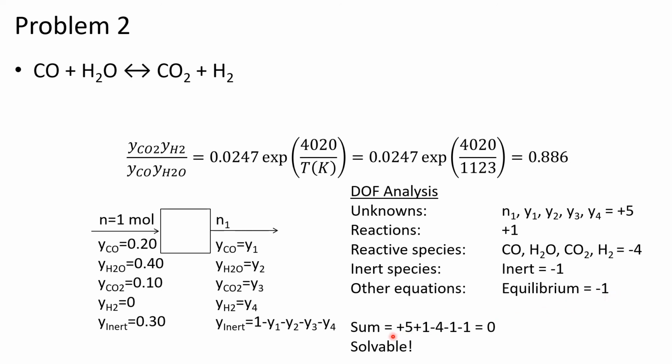If we sum these all up, the number of unknowns, plus 5. We add to it the number of independent reactions, plus 1. Then we subtract off the independent reactive species. We're going to assume they're all independent. We have no reason to suspect that they're in the same ratio throughout the process. We'll subtract off the number of inert species, and then we'll subtract off the number of other equations or equilibrium relationships. We get 0. So the problem is solvable.